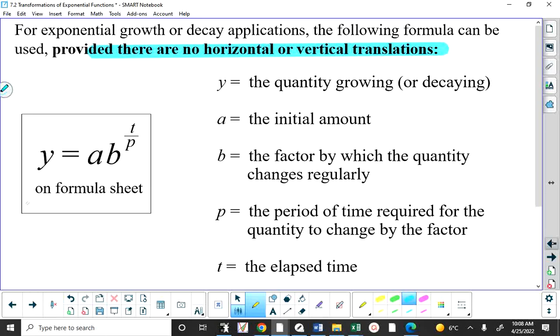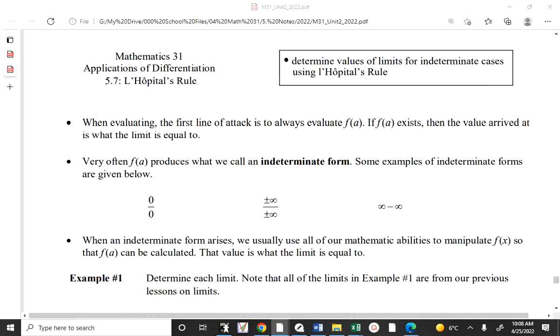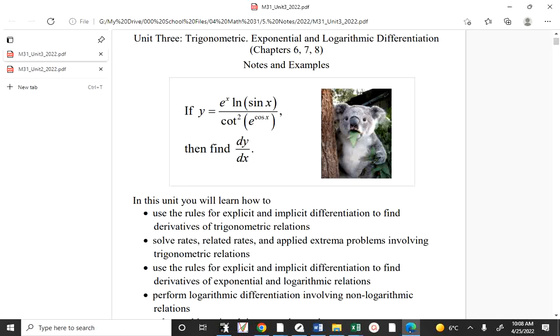When you go to your formula sheet, I think I have one open here. When you go to your formula sheet, nope.